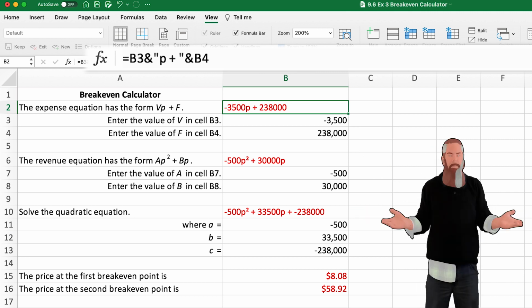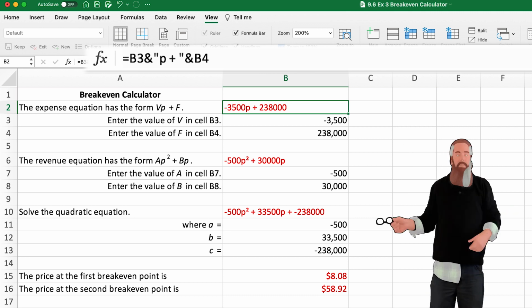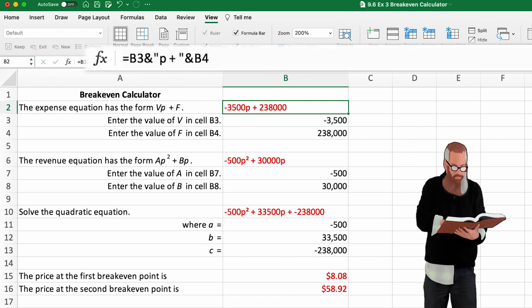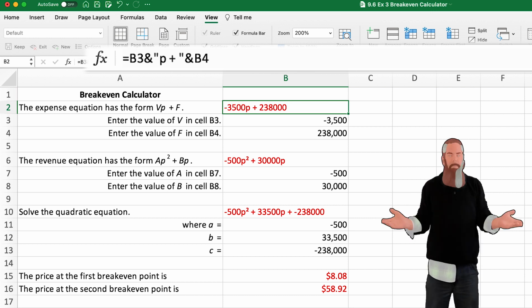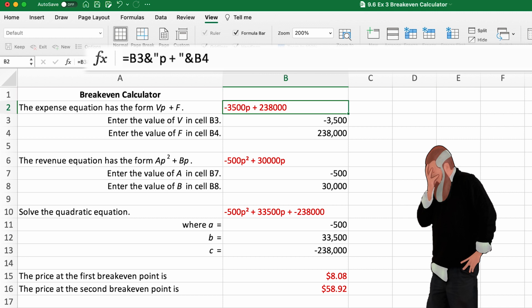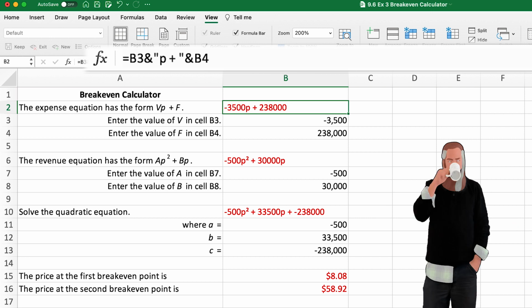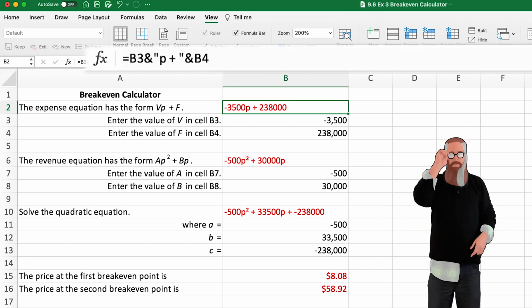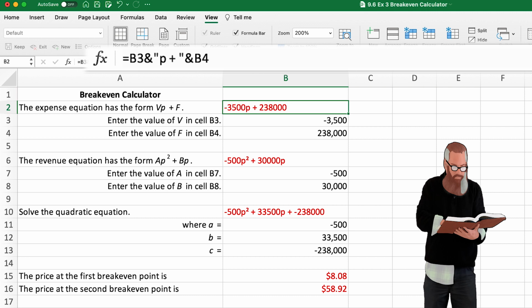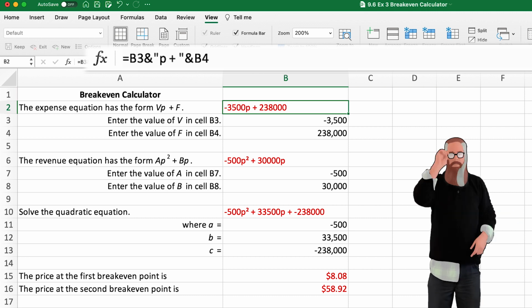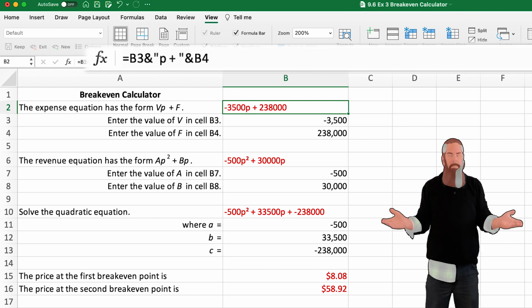The revenue function R is equal to AP squared plus BP, where P equals price and A and B are values specific to a particular situation. We set the expense function equal to the revenue function. Depending on the spreadsheet software, cell formulas may vary. The Picasso Paints function E is equal to negative 3,500p plus 280,000, and R is equal to negative 500p squared plus 30,000p. The values of V and F from the expense function are entered into cells B3 and B4. The values for A and B from the revenue function are entered into cells B7 and B8.